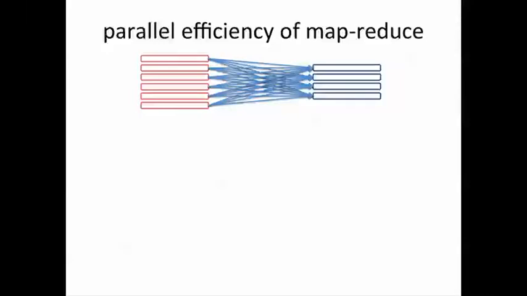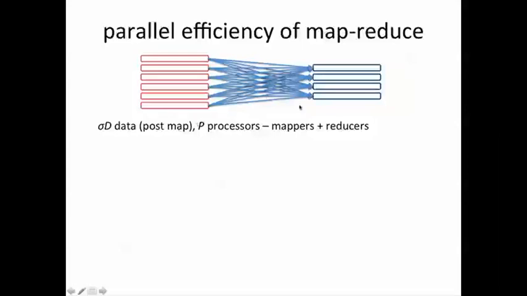You'll recall we began our discussion of parallel computing with the notion of parallel efficiency, so it's worth trying to figure out what the parallel efficiency of MapReduce is. Let's assume that the data produced after the map phase is sigma times the original data size d. Further, we assume that there are p processors which perform map and reduce operations depending on which phase they are used in, so we don't have any wastage of processors in this regard.